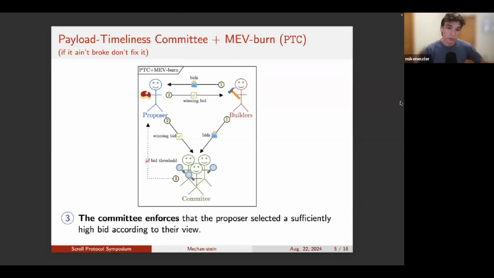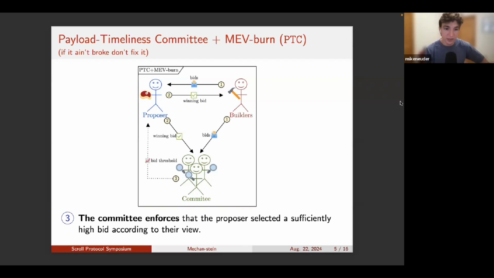And one important role that the committee does here is that they enforce that the builder selects a sufficiently high bid according to their view. So how this generally works is the committee says, okay, I'm going to look at my mempool and set a deadline and say, if the bid that the proposer sent me is lower than some threshold according to my view of the mempool, then I'm going to reject that bid and vote for an empty slot effectively. So this is an interesting mechanism for a few reasons, which we'll go through. But in the context of this slide, it's most useful to talk about it as a mechanism to enforce proposers to actually use the protocol as where they're sourcing their bids from.